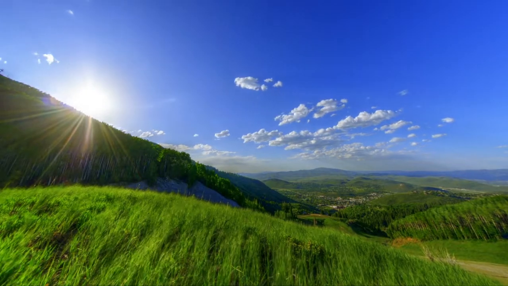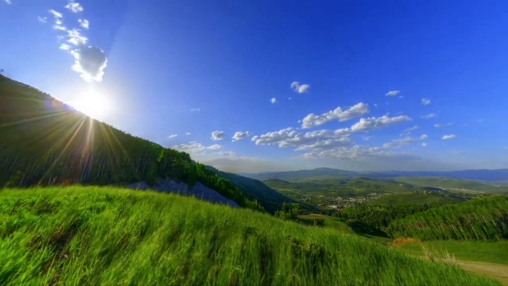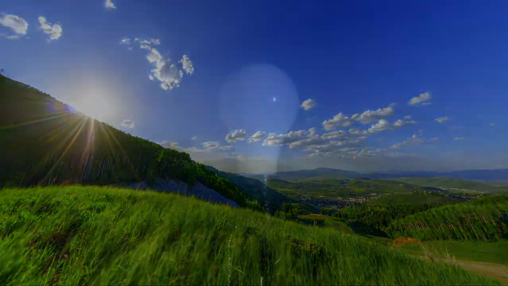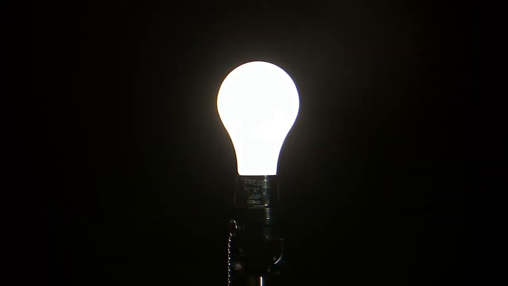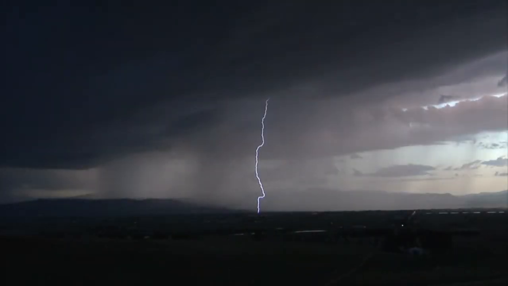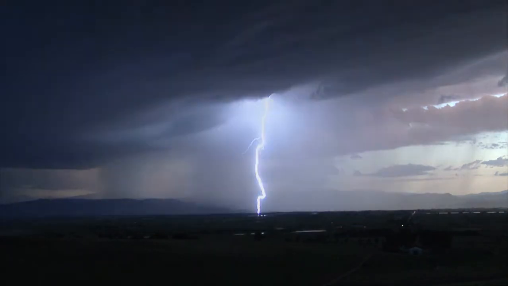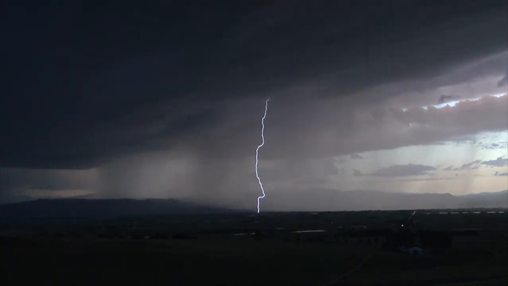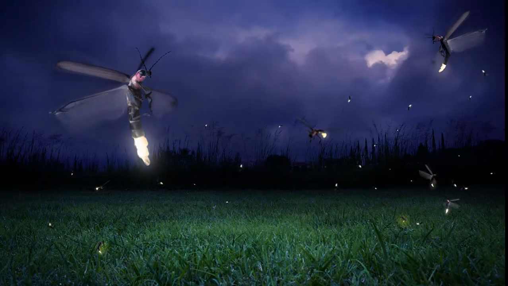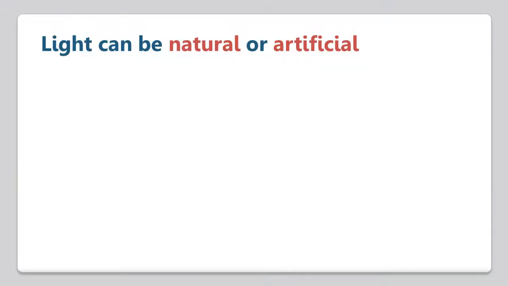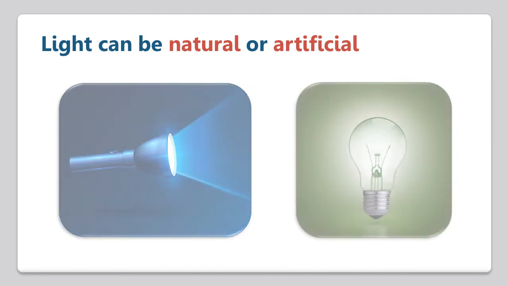From these examples, we can see 2 general categories of light sources, natural, like our sun, or artificial, such as a light bulb. Natural sources of light are found in nature and can include lightning or light given off or emitted from living things, such as these fireflies. Artificial light, on the other hand, is emitted from man-made sources, such as a flashlight or a light bulb.